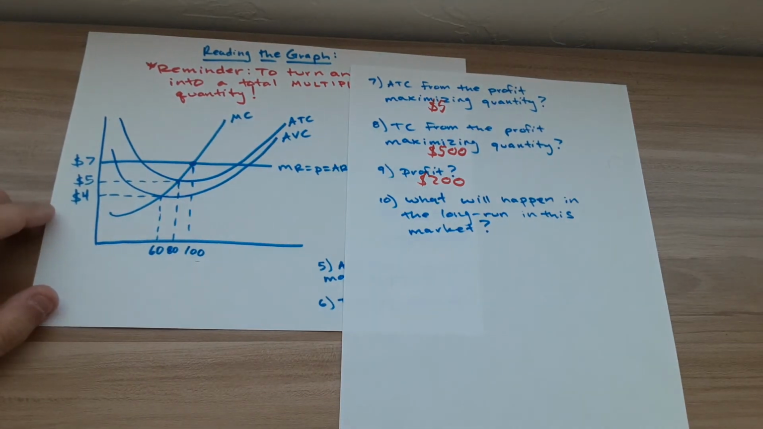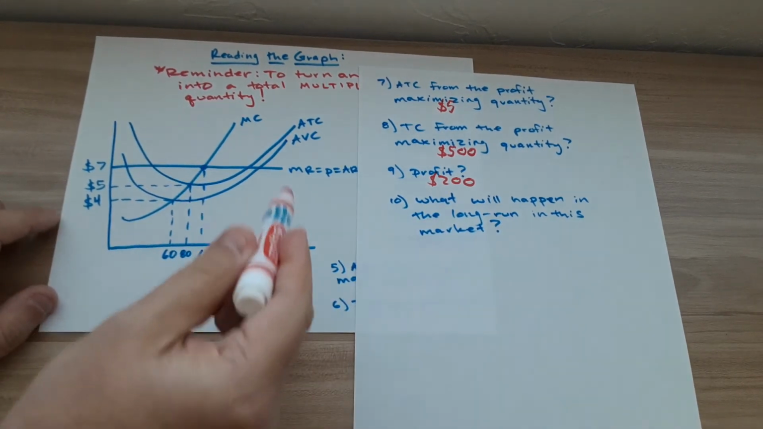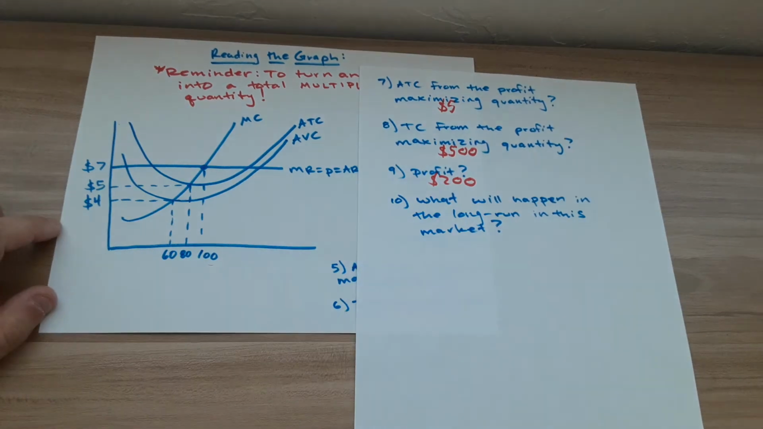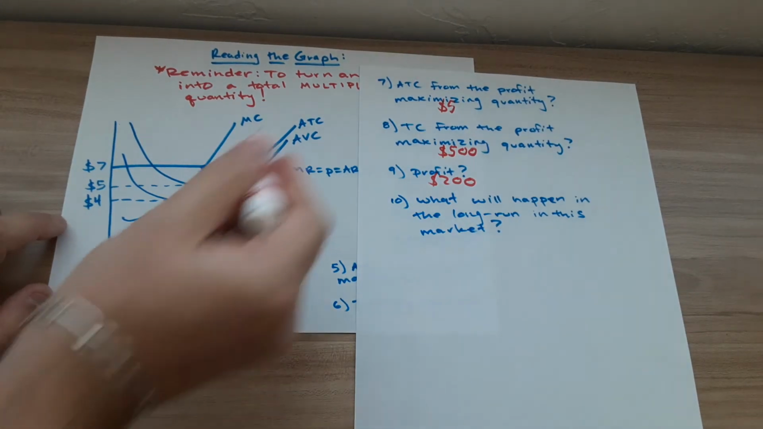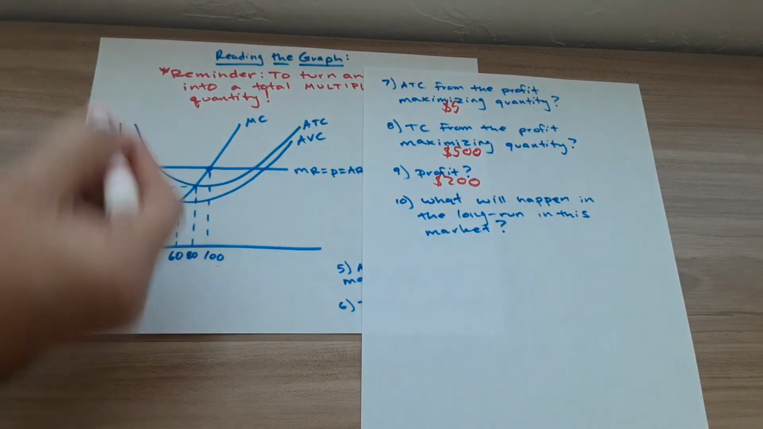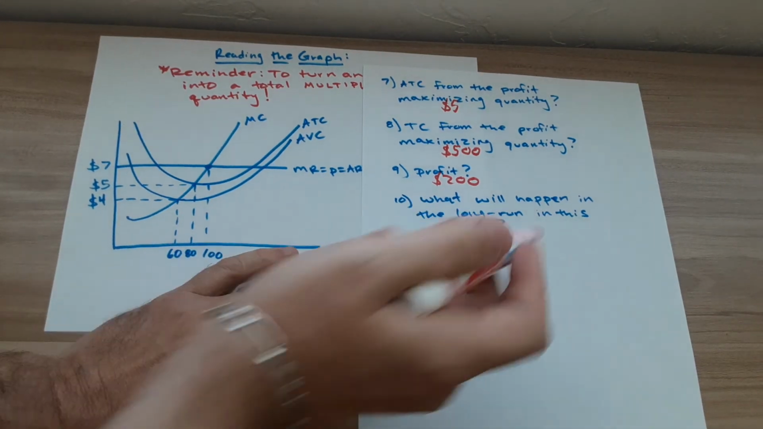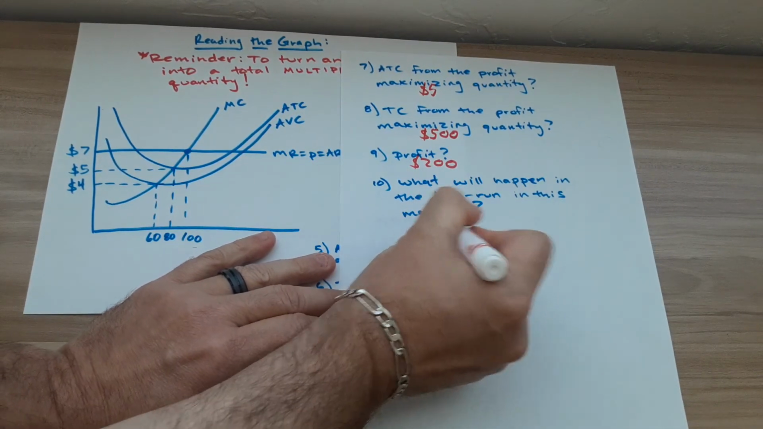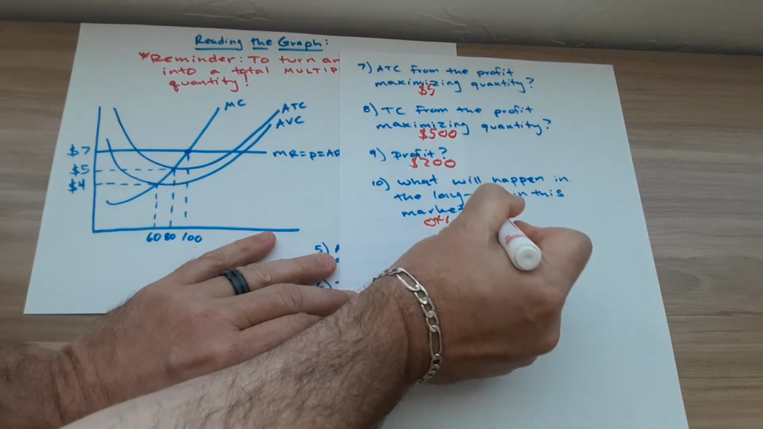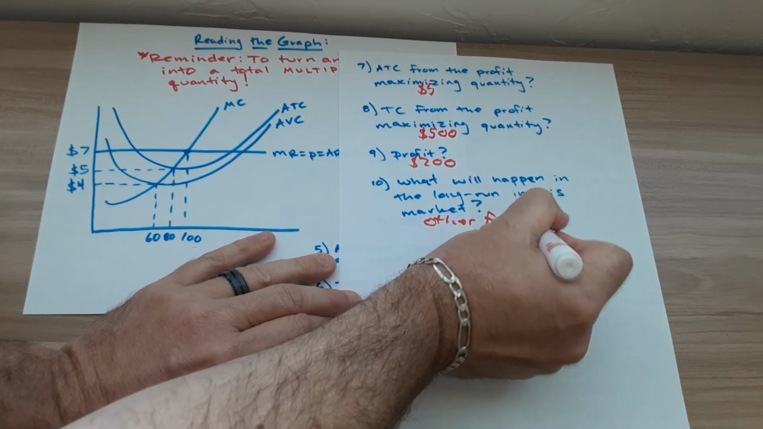That's 200. What will happen in the long run in this market? Well, they're making a positive profit, right? There was a profit. ATC was below the MR = P line. There's lower cost than revenue. So if there's a profit, other firms are going to join the market and the supply curve will shift up. So what will happen in this market in the long run? Other firms will join.